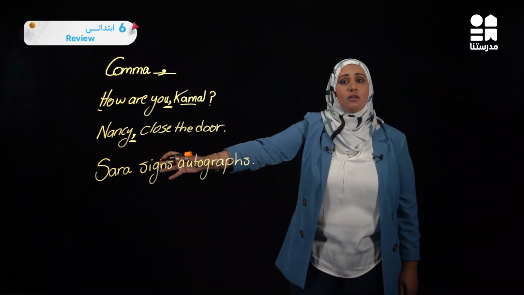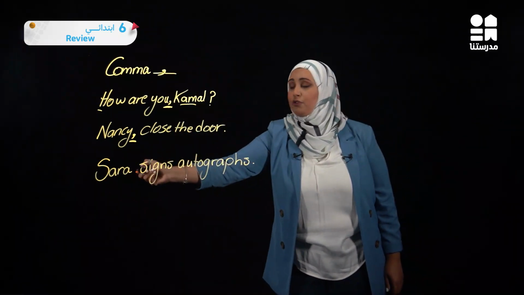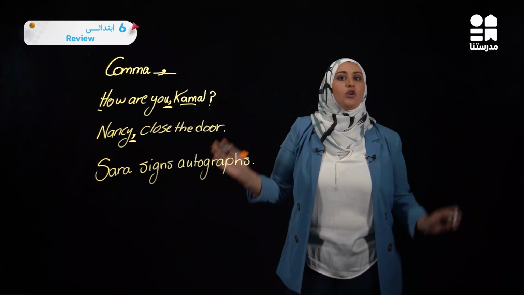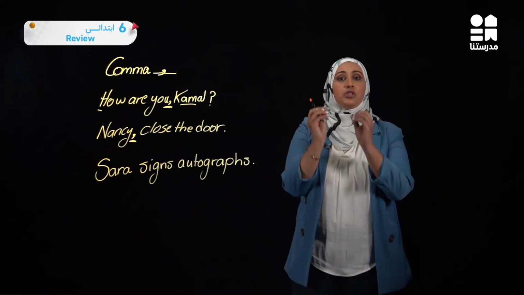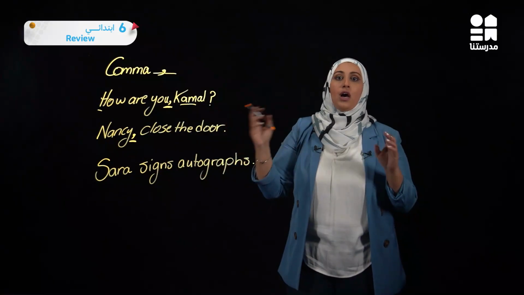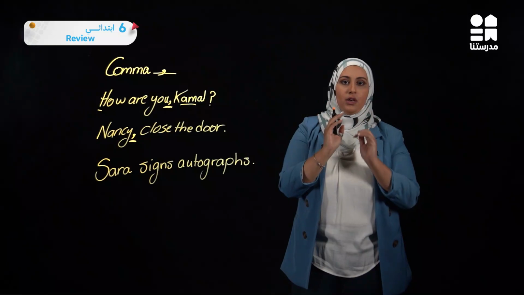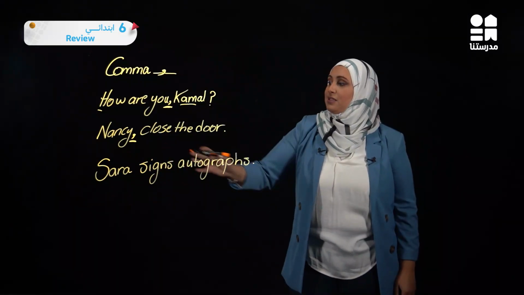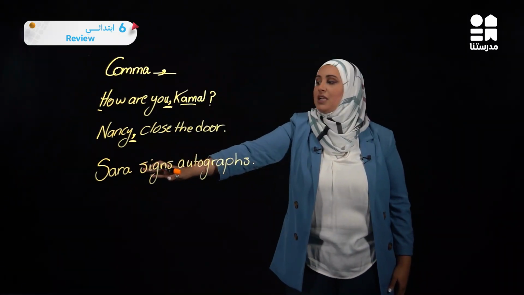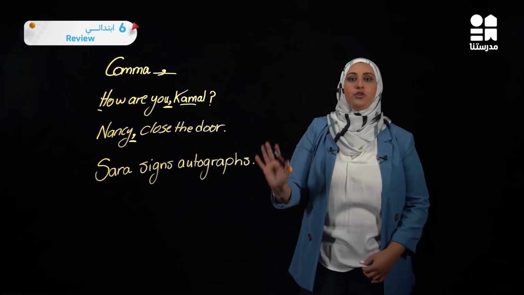طيب Sarah signs autographs. طب ما I have a name here. I have a name. Do I put a comma after Sarah؟ ها Of course I don't. ليه؟ لأنه am I talking to Sarah؟ أنا بكلم سارة هنا؟ No. I'm just talking about Sarah. بتكلم على سارة بس مش بكلم سارة direct. Okay? So if it's a normal sentence that has a name of a person, I leave it as it is. Sarah signs autographs, full stop.